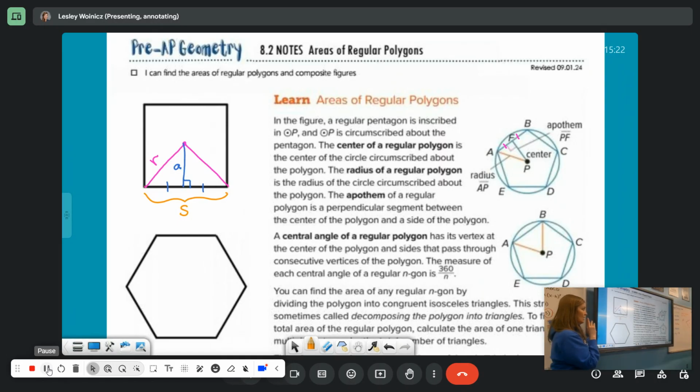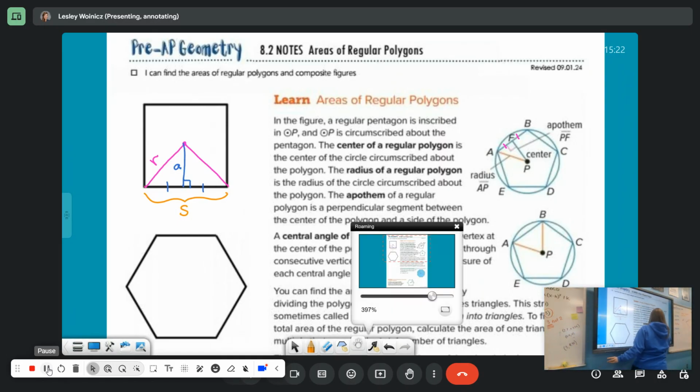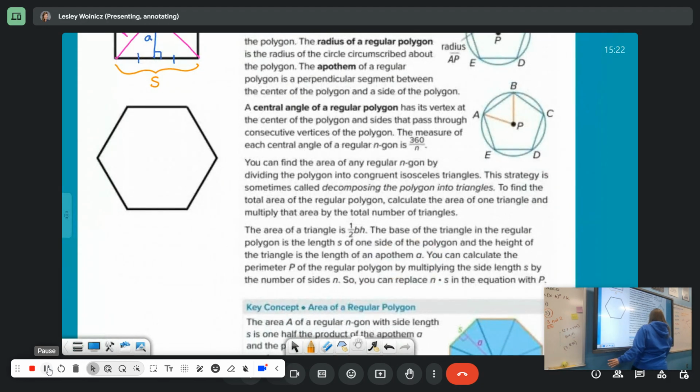All right, let's do another one. Here I have a cute little hexagon. Okay, here's my radius. If I drop a perpendicular from my center to the halfway point on my side, that is the apothem. And this is my side.